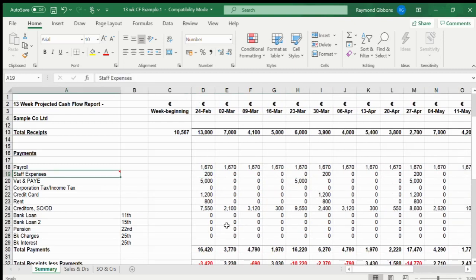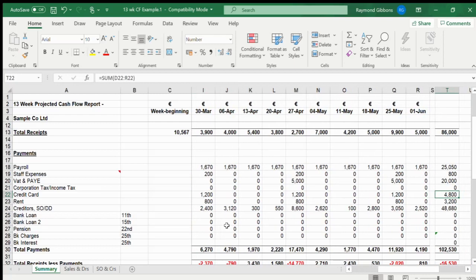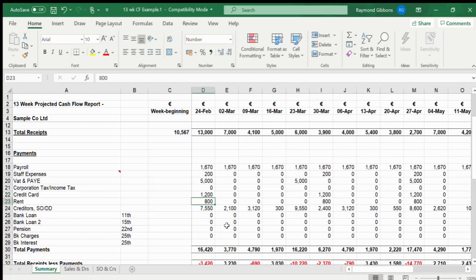There are no corporation tax or income tax payments due out over the next 13 weeks. There are, however, monthly credit card payments of €1,200 on average due out on the last week of every month. And so I've entered those amounts into the last week for February, March, April and May, and we can see those there. Equally, there are rent payments of €800 due out on the last week of every month by Sample Company. And so again, these are just entered into the appropriate weeks, the last week of February, March, April and May.